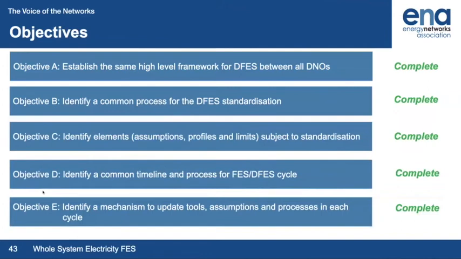So basically, when we started this work, we identified five main objectives. I tried to go over those objectives briefly, and in following slides, I will explain them in detail. So the first objective was to make sure that all DNOs have the same high-level process for their DFES publications. The objective B was to identify a common process for DFES standardizations. Objective C was to identify those elements such as assumptions, profiles, and limits that could be subject to standardizations. We also have to adopt a common time frame and process for each cycle of phase and DFES. And finally, we had to identify a mechanism, so we should be able to update our tools, assumption, and process at the end of each cycle. So next slide, please.